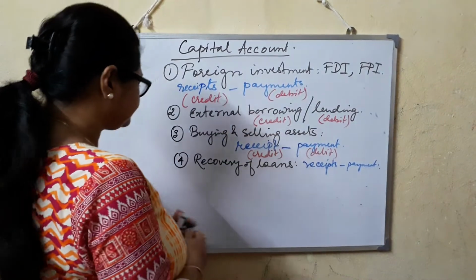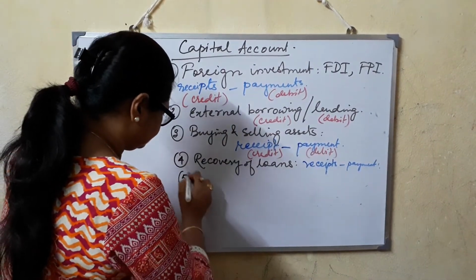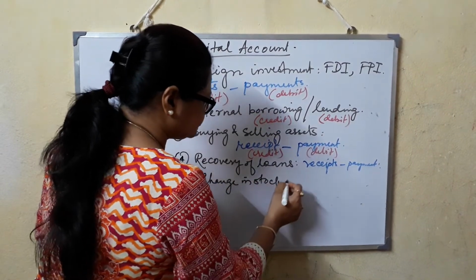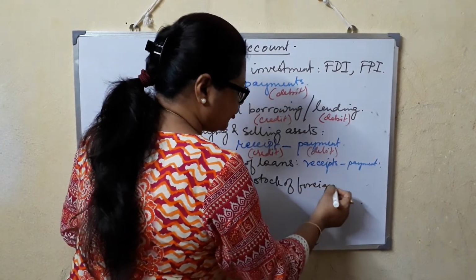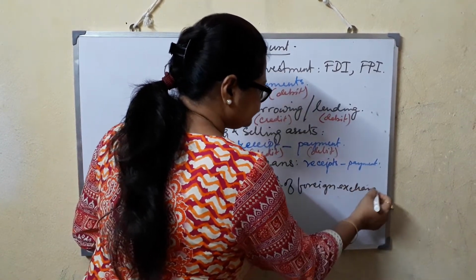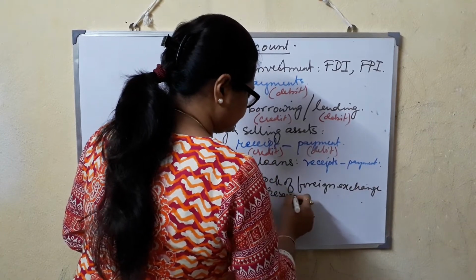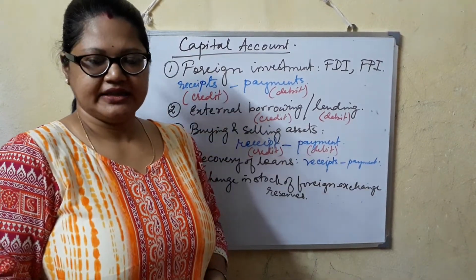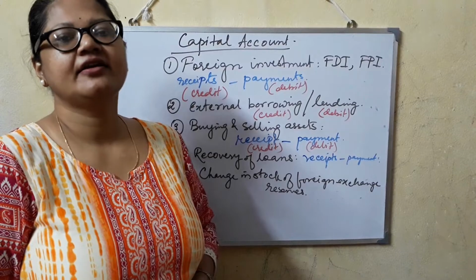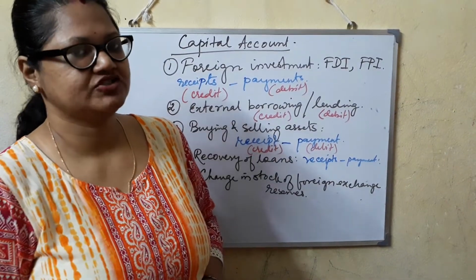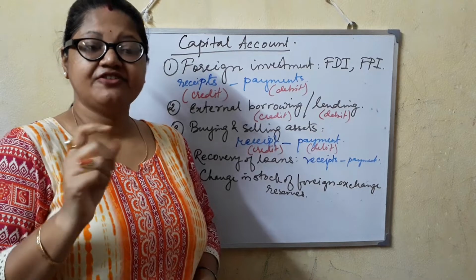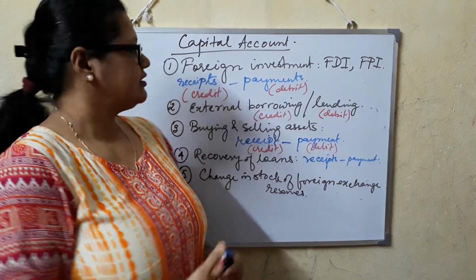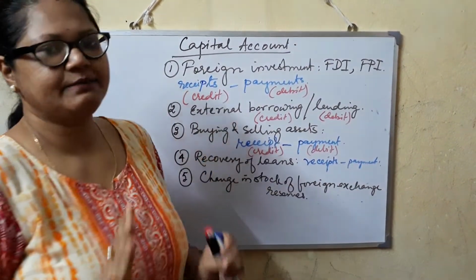And the next one, change in stock of foreign exchange reserves. This is also very simple. Foreign exchange reserve stock in a country goes out if we are importing, that means if we are buying from outside, so it becomes debit. And if we are exporting, we are getting the foreign exchange, so in that case it becomes a credit. So all together forms our capital account.